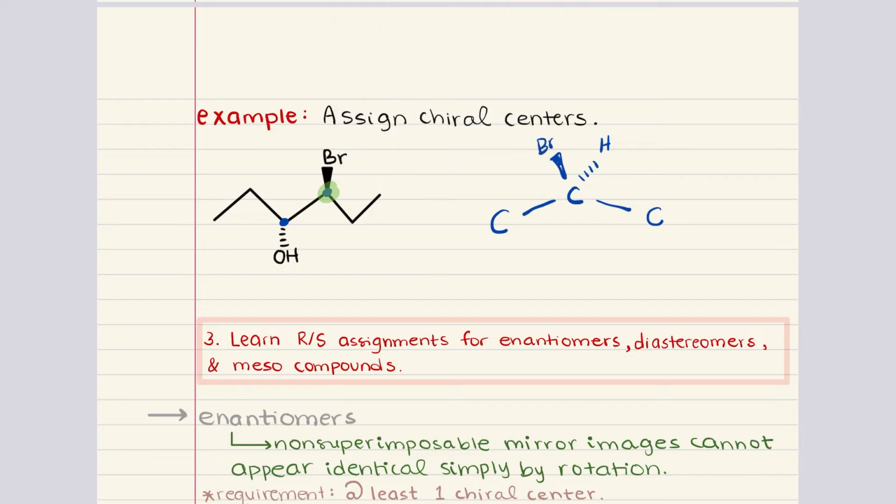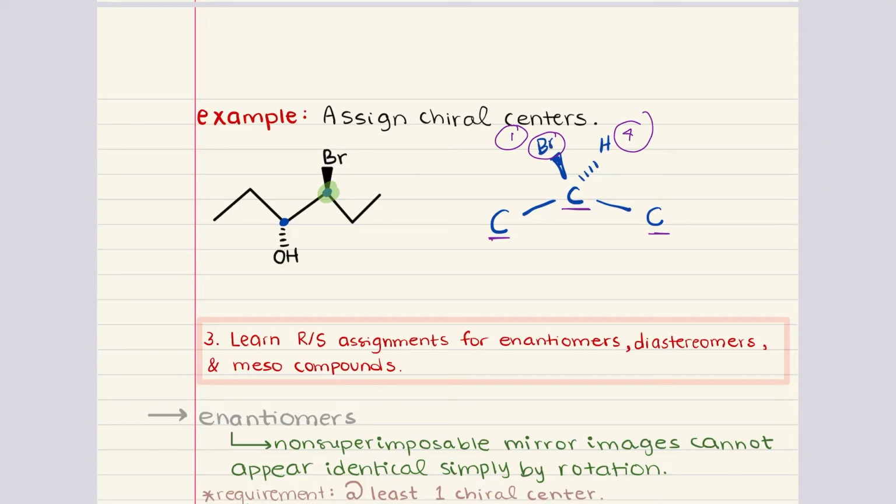The atom with the highest atomic number gets priority 1, which is going to be the bromine group. And the atom with the lowest atomic number gets priority 4, and that's going to be the hydrogen. But what about priority 2 and 3? This chiral carbon is bonded directly to 2 other carbons. How do we distinguish which carbon gets priority 2 and which carbon gets priority 3?